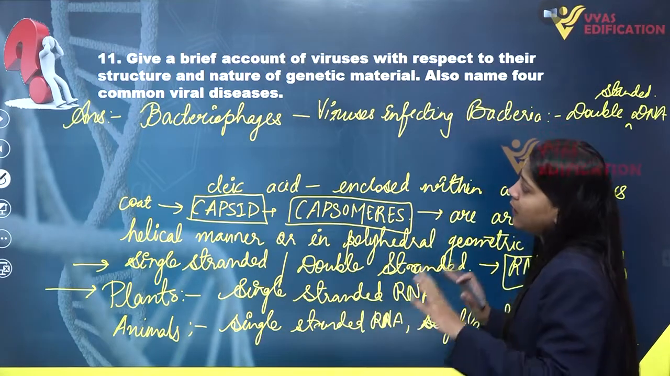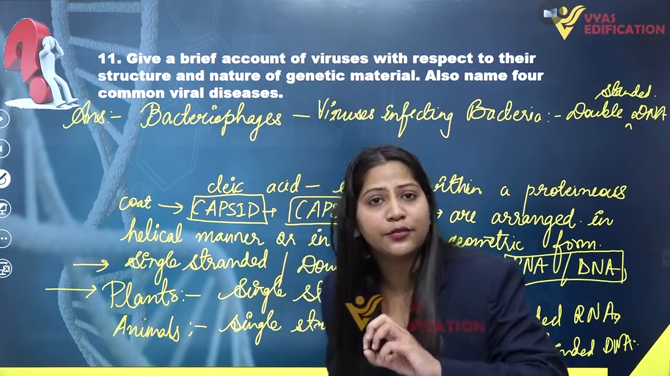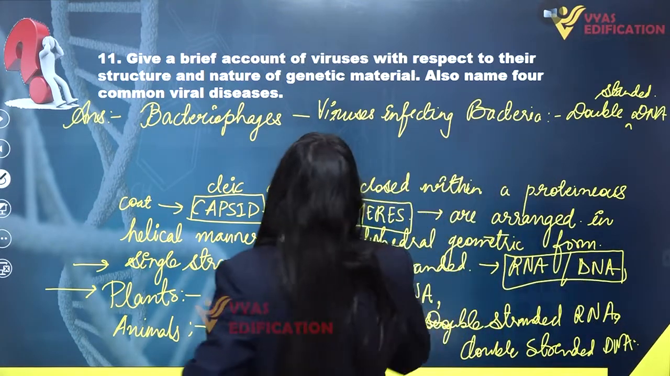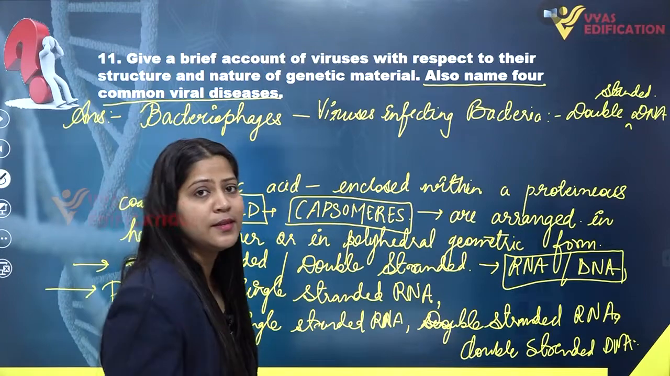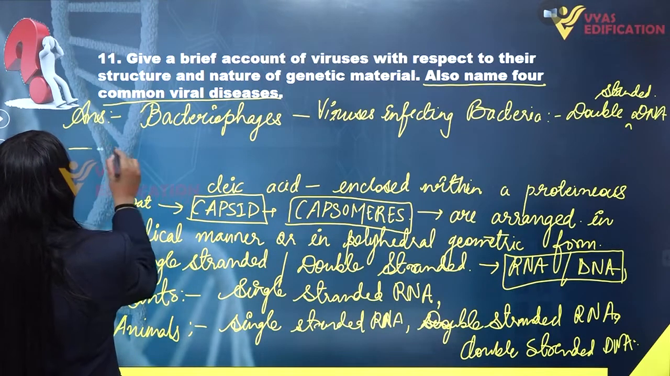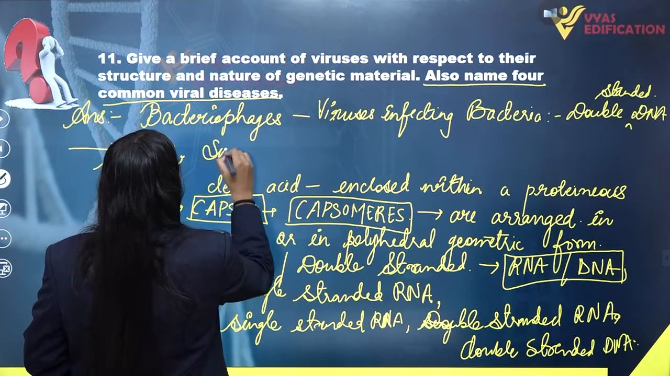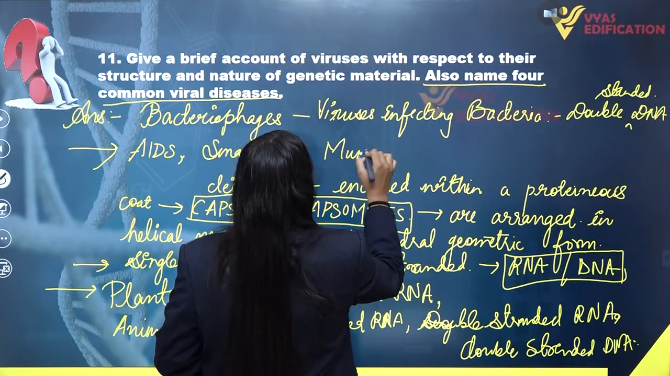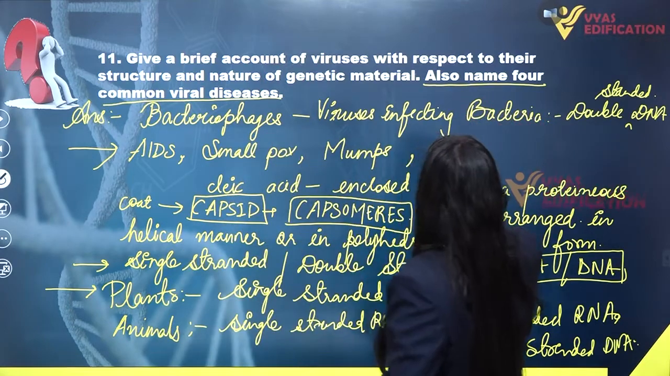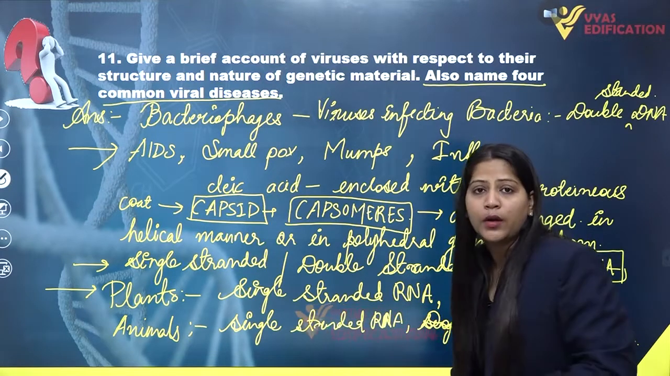Now we have completed the structure of viruses as well as the type of genetic material present in the different types of viruses. Here we come to the last part of this question, that is the names of some common viral diseases. So common viral diseases can be AIDS, smallpox, mumps, and influenza. Even the common cold is also caused by a virus known as rhinovirus.